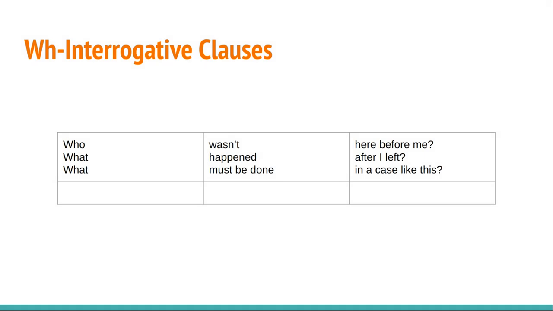Now, whenever we have structures like this one, who wasn't, what happened, what must be done. Yeah. What do we have there? We have a WH word followed by a verb phrase. Whenever we have something like this, okay, we're talking about WH interrogative clauses, and the information that we are looking for in this case is more than a simple yes or no. We're looking for specific information. So in the first case, somebody's name. In the second case, a description of what happened. Okay, and in the last one, a description of what must be done.